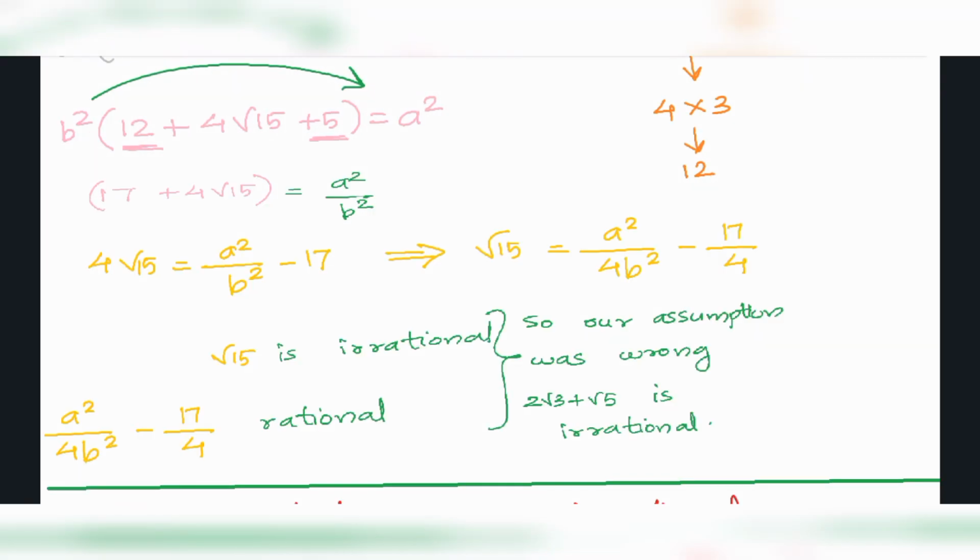Next, what we have to do is just rearrange the things as in this picture and make root 15 on one side and the other things on the other side. So we can say root 15 is not rational, but the right hand side is rational. This is against our assumption. Thus we can conclude that our assumption was wrong.